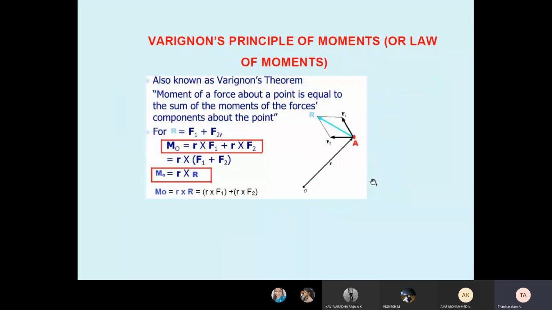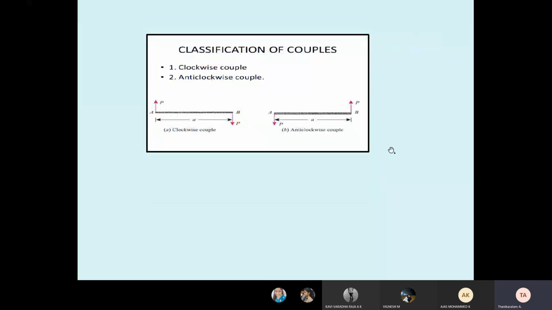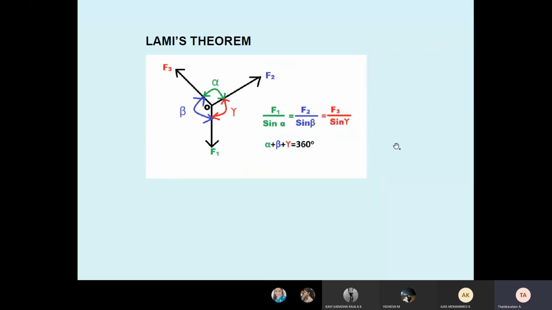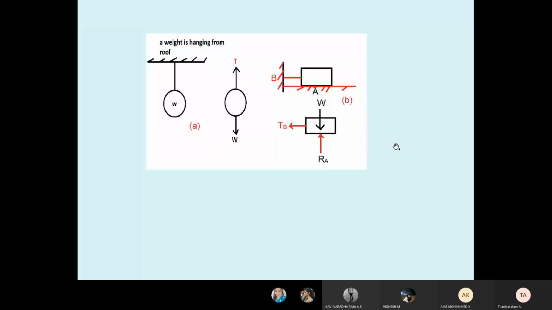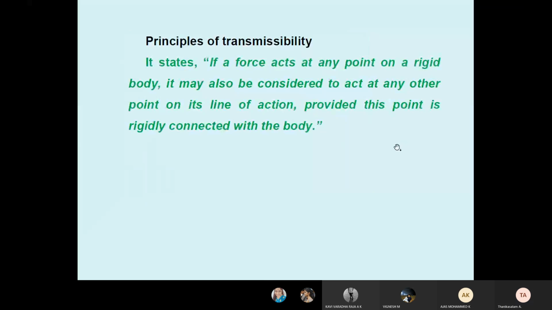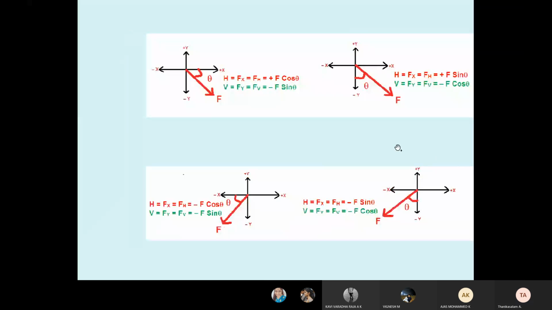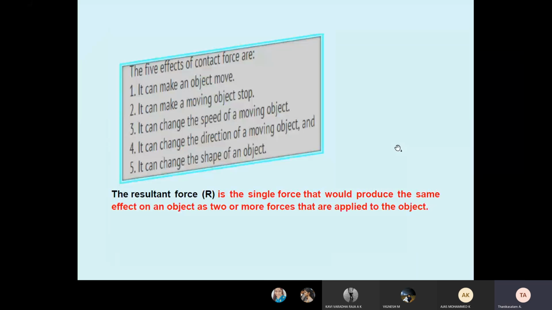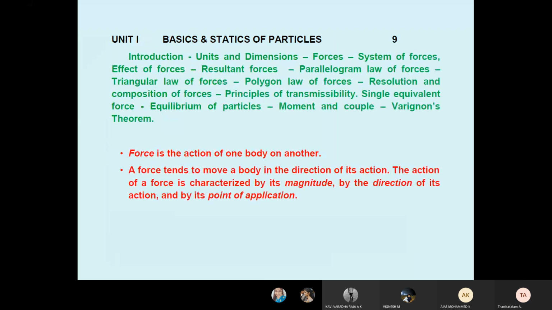Then we recollected what we discussed in the first unit. Varignon's theorem: the moment of the resultant force equals the sum of the moments of the individual forces. Then couple: two equal forces acting in opposite directions, separated by some distance, is called a couple. Clockwise couple, anti-clockwise couple. Then moment: clockwise moment, anti-clockwise moment. Lami's theorem. Action, reaction, equilibrium of particles, resolution of force, scalar law of forces, triangle of forces. What is the force?